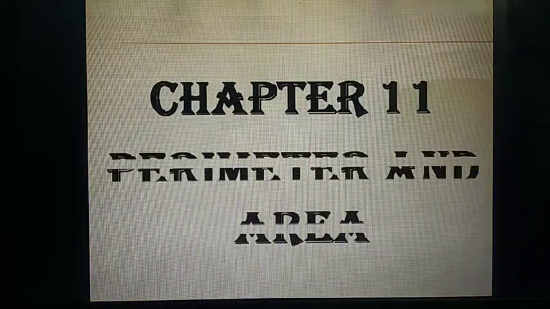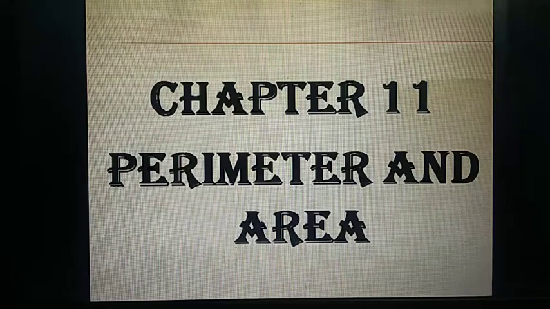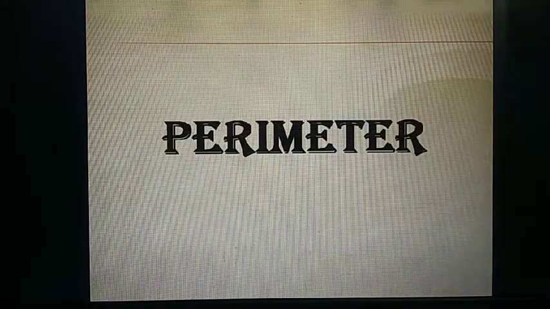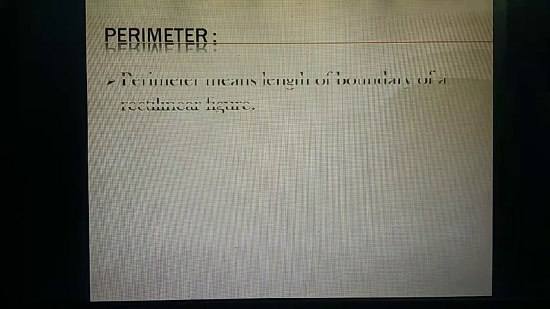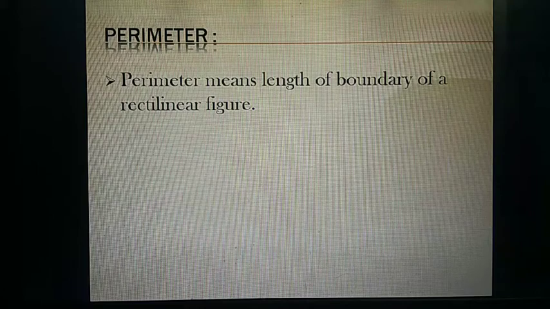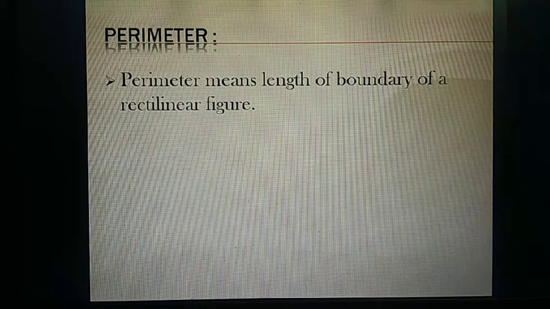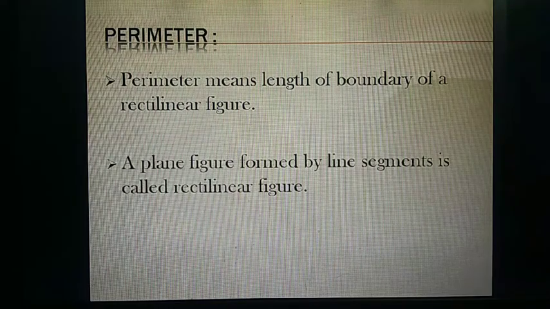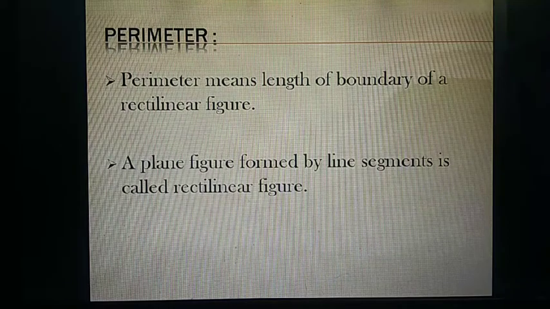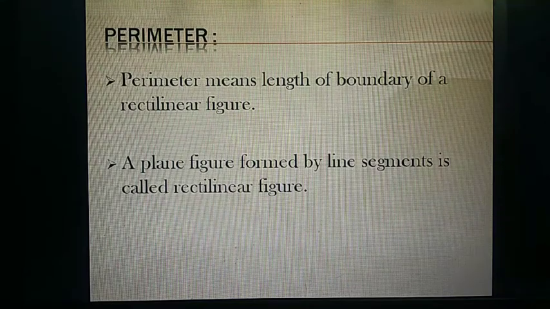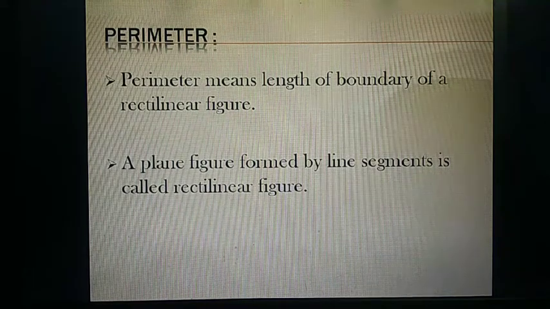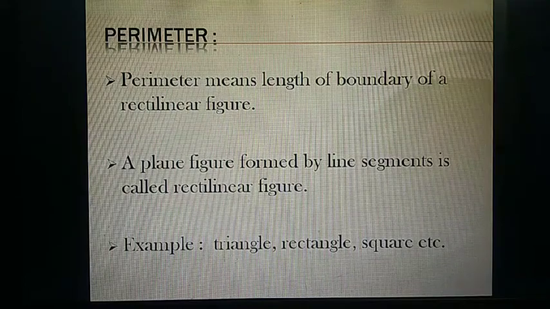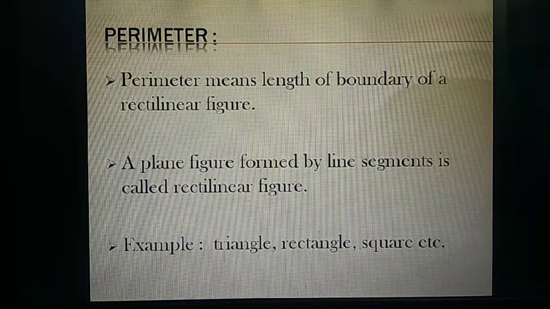In this video, we will start with chapter 11, Perimeter and Area. What do you mean by the term perimeter? Perimeter means length of boundary of a rectilinear figure. Now what is a rectilinear figure? A plane figure formed by line segments is called a rectilinear figure, such as triangle, rectangle, square, etc.